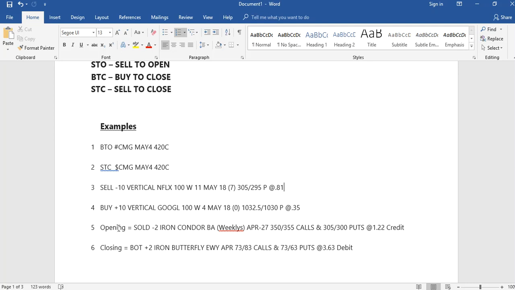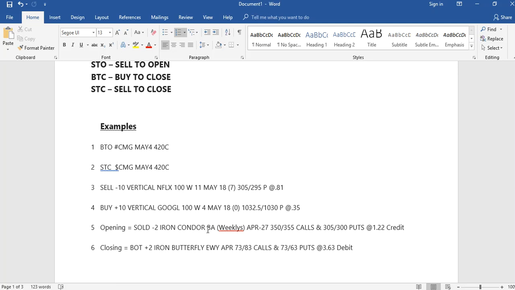These next two examples, this particular trader actually specifies, instead of using the abbreviations above, will actually spell out the word opening and then indicate that it was a sell. So it would have been much easier just to put this as an STO as opposed to saying opening sold. They specify the number of contracts, a -2, again, because we're selling. The strategy was an iron condor. The ticker symbol is BA.